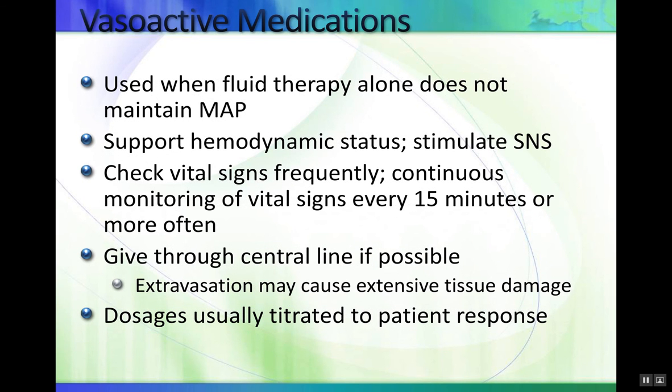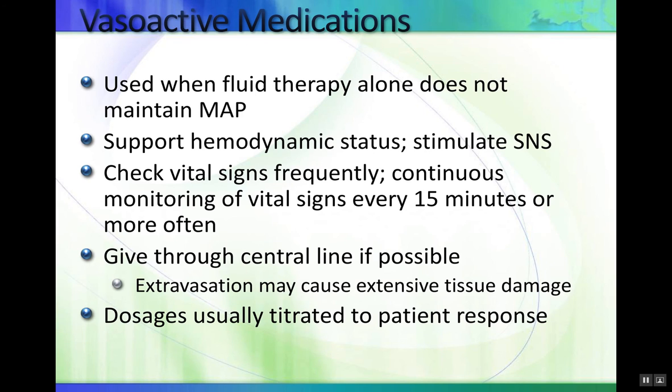Again, we talked about the vasoactive medications. They're used when fluid therapy alone is not maintaining the mean arterial pressure greater than 65. They're used to support hemodynamic status and stimulate the sympathetic nervous system, which is part of your autonomic nervous system. We're watching the vital signs, every 15 minutes or more often if needed. A lot of times a patient will have an A line or some type of central line, usually an A line if they need one, to watch continuous blood pressure and make sure they know where the blood pressure is at all times.